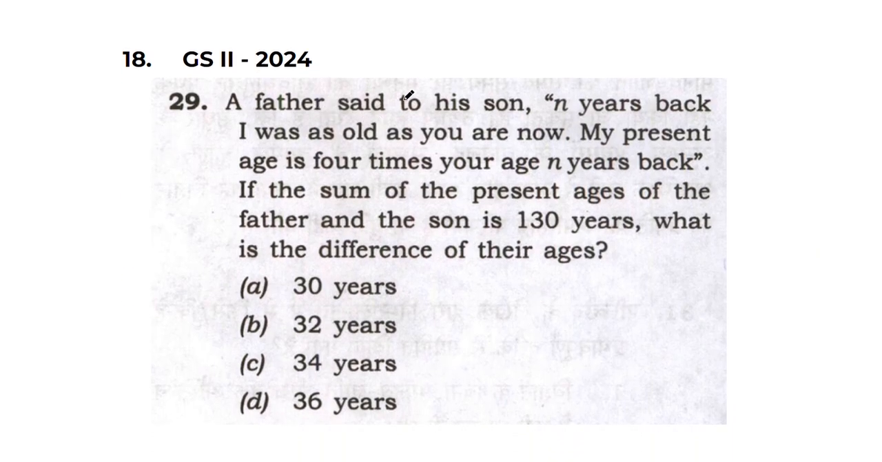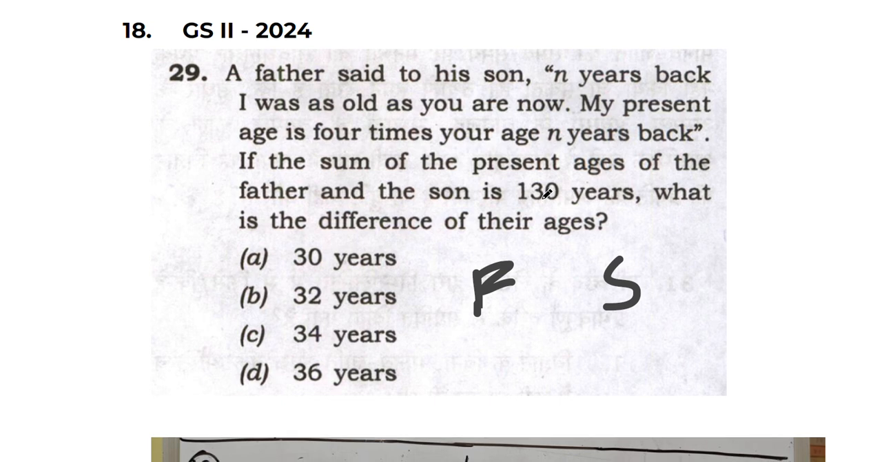18th question. Father said to son, n years back I was as old as you are now. My present age is 4 times your age n years back. If the sum of the present ages of the father and son is 130 years, what is the difference of their ages? Let us assume presently father's age is f and son's age is s. They are telling that a father is talking to a son and he says that n years back I was as old as you are now.